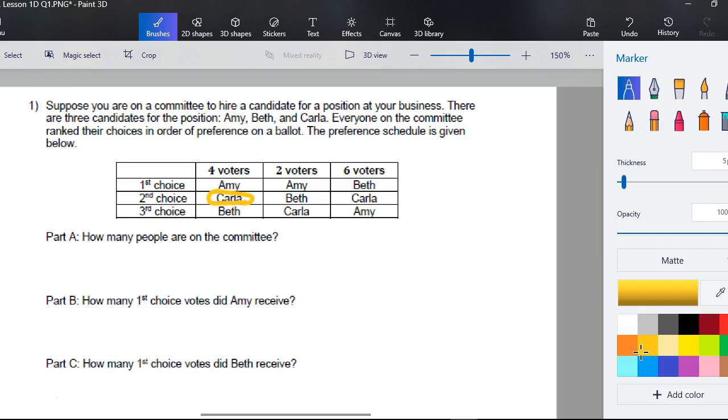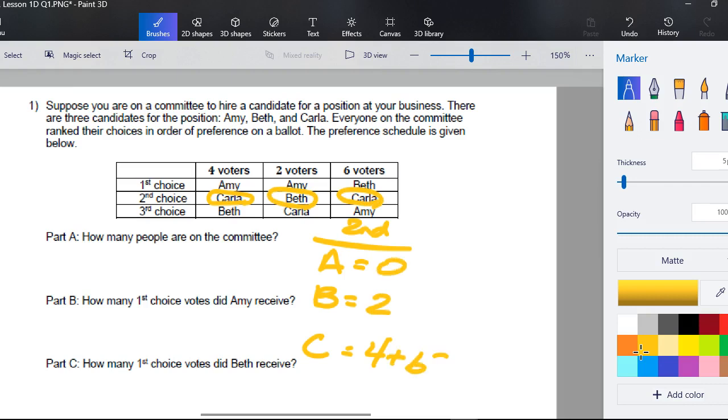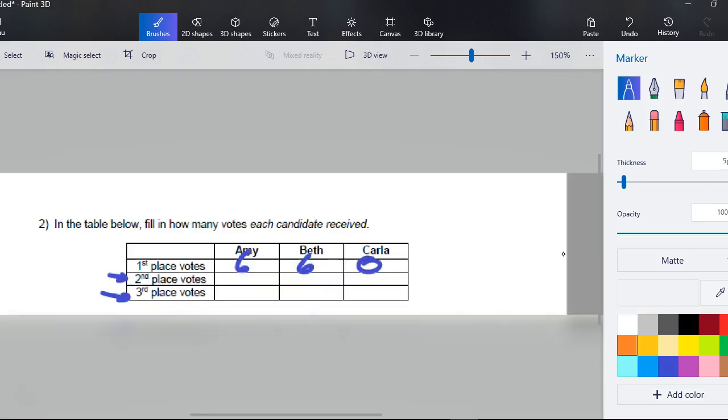So right here for second choice, we've got Amy, Beth, and Carla. And we're looking at second choice. Carla has 4. We have 2 voters for Beth. And Carla got 6 more. So for second place, we need to note that we have 0 for Amy, 2 for Beth, and 10 for Carla. Let's go put that on our other table. So putting the numbers that we just got on our table, we have that Amy had none, Beth had 2, and Carla had 10 second place votes.